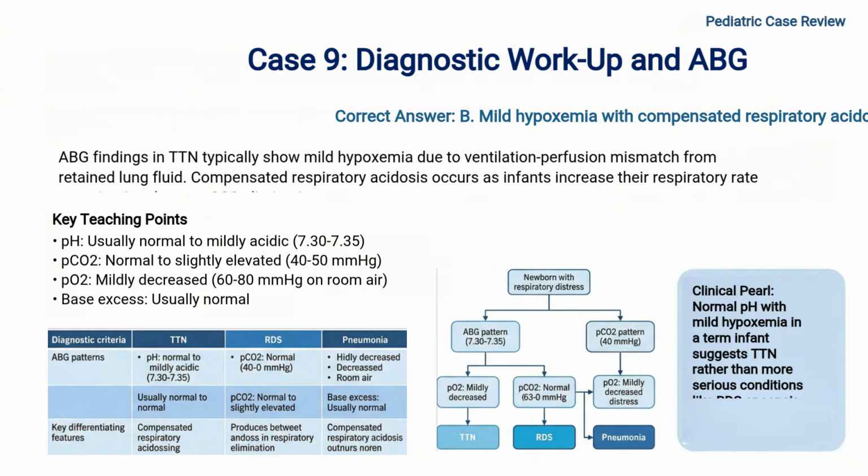Expected values are pH normal to mildly acidic in the range of 7.3 to 7.35, carbon dioxide partial pressure normal to slightly elevated at 40 to 50 millimeters of mercury, oxygen partial pressure mildly decreased at 60 to 80 millimeters of mercury on room air, and base excess usually normal. A key clinical pearl: normal pH with mild hypoxemia in a term infant strongly suggests transient tachypnea of the newborn rather than more serious conditions like respiratory distress syndrome or sepsis.